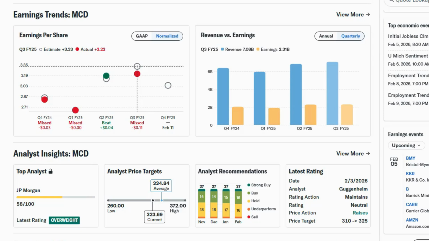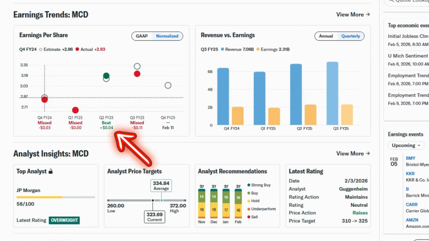At the top, you'll notice two options: GAAP and normalized. GAAP earnings follow strict accounting rules, while normalized earnings adjust for one-time events. Many analysts prefer normalized earnings because they better reflect ongoing business performance. Each dot on this chart represents a quarter. Green dots mean McDonald's beat expectations, while red dots mean it missed expectations.